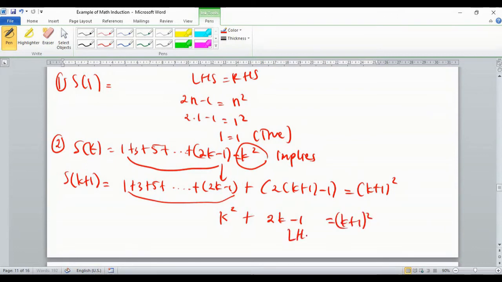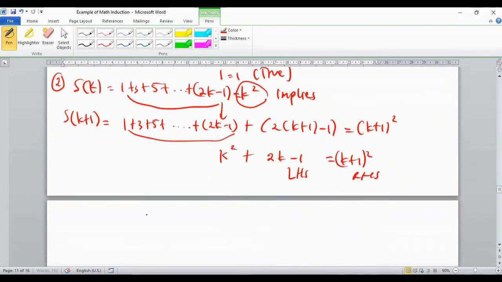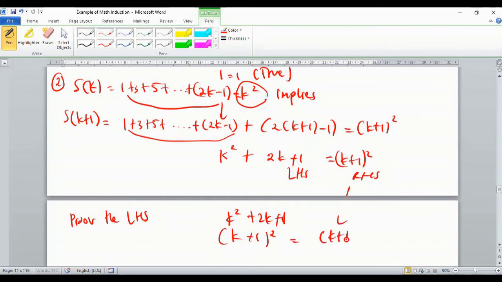So the left-hand side and the right-hand side. We want to prove the left-hand side: k squared plus 2k plus 1. So we factorize it: (k plus 1) squared. So this one is the same as the right-hand side. So I can say it's proven.